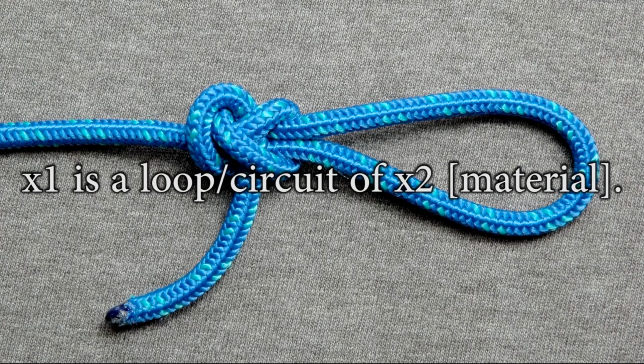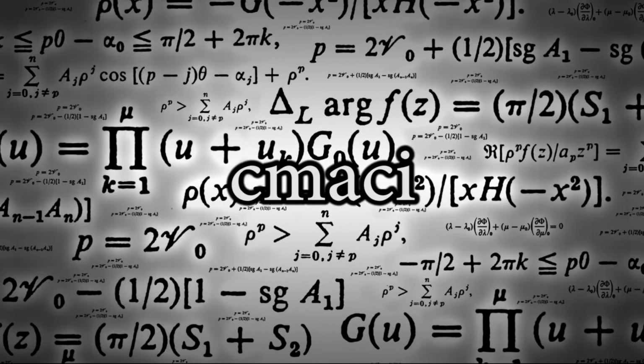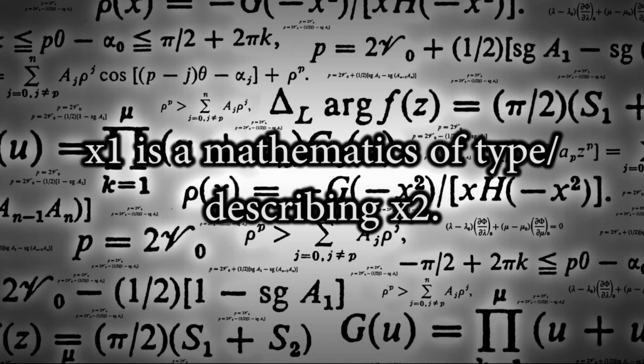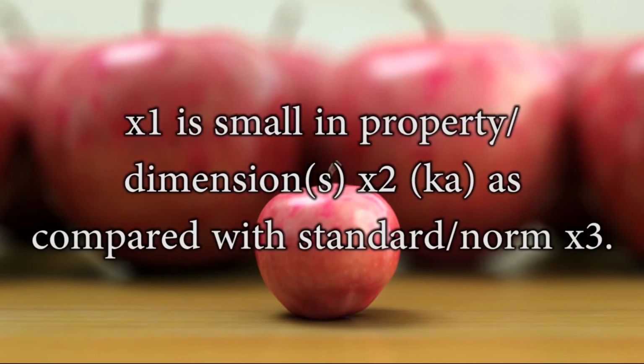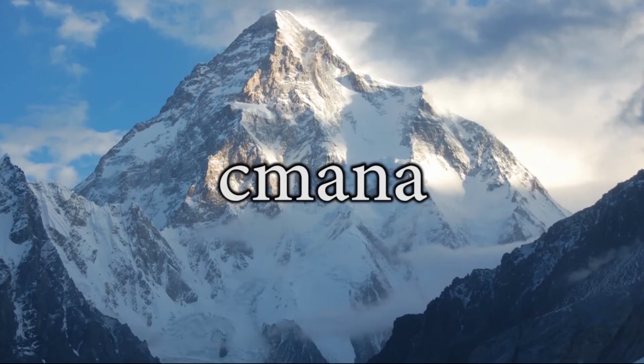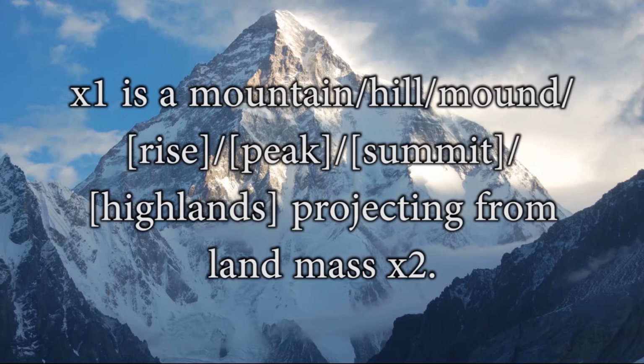Slupa: x1 is a loop or circuit of x2. Smashi: x1 is a mathematics of type or describing x2. Smalu: x1 is small in property or dimension x2 as compared with standard or norm x3. Smana: x1 is a mountain, hill, mound, rise, peak, summit, or highlands projecting from landmass x2. Smavo.